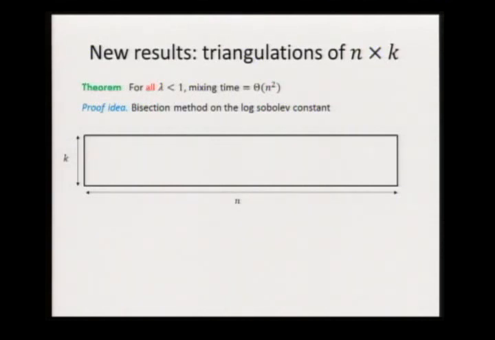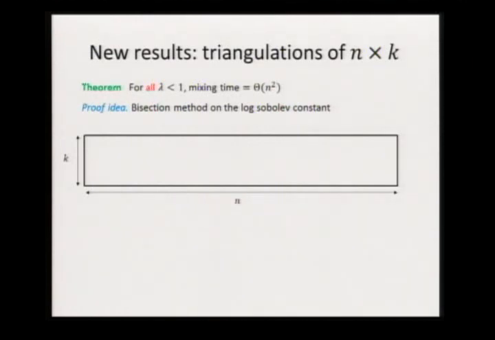In this case, we can show that for all lambda smaller than 1, the mixing time is of order n squared. Remember that in the n by n case, the mixing time was of order n cubed, just because essentially the maximum weight triangulation has order n cubed. In an n by k, the maximum weight triangulation has order n squared. So the mixing time here is actually tight up to constants. And the constants, of course, may depend on your k. Okay? So that's how we can show that.